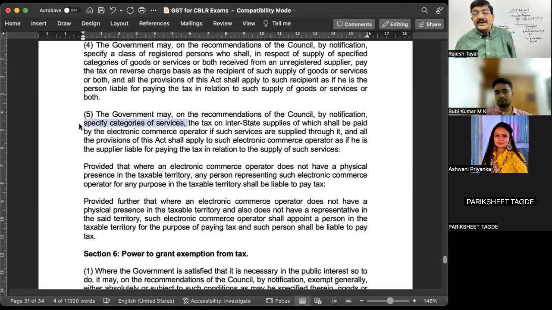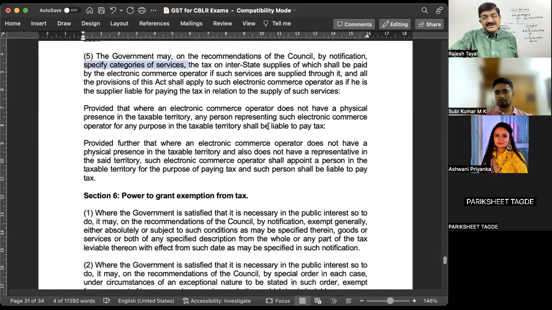So the e-commerce operator cannot be held liable in any circumstances for paying the GST on the goods supplied through the e-commerce operator, because he is only providing a platform. So goods cannot be his responsibility. For services, there is a specific reason. I had given you the explanation while discussing GST in the past, why they are being held liable. So this is section 5 of IGST.